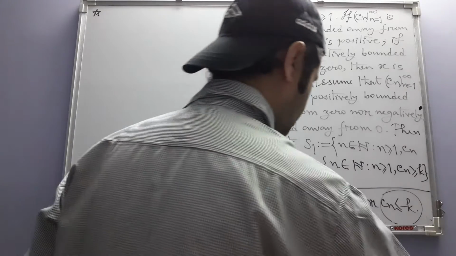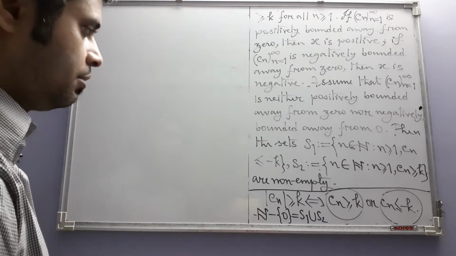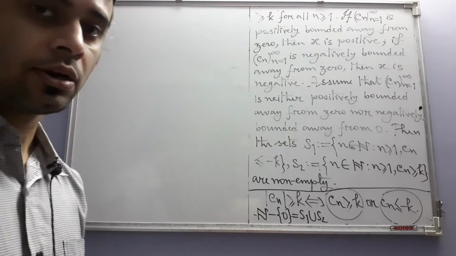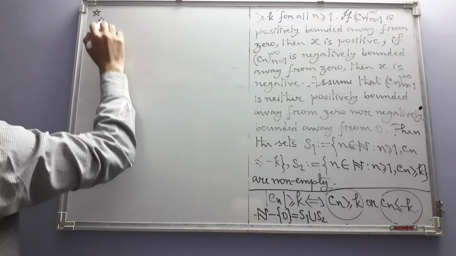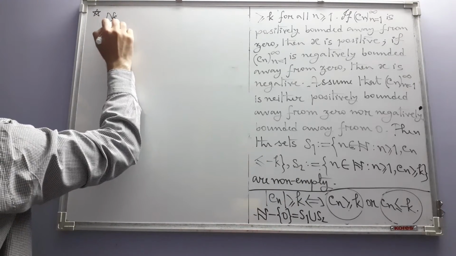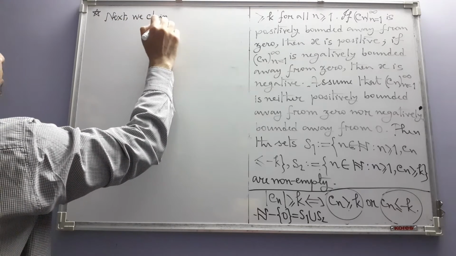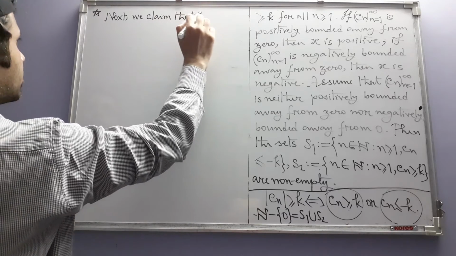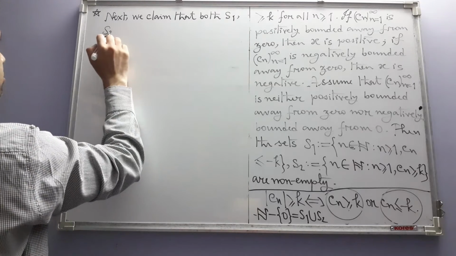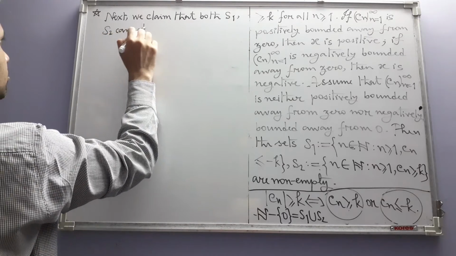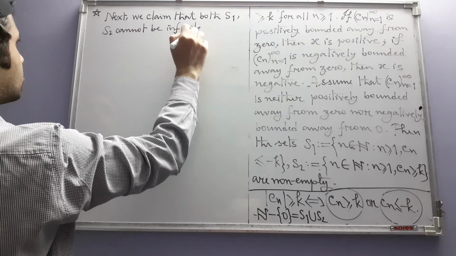So these are non-empty sets. Now next we claim that both S1 and S2 cannot be infinite. Let's see. Next, we claim that both S1 and S2 cannot be infinite.